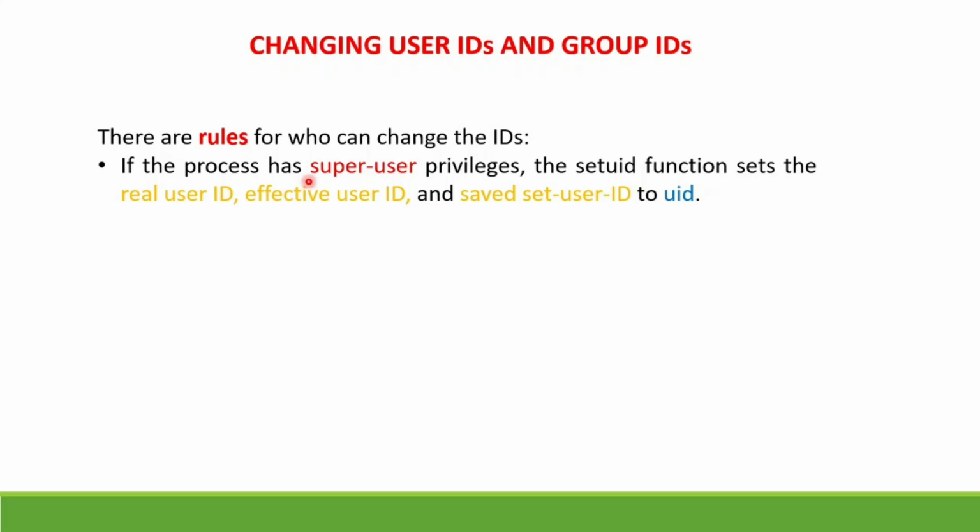So if the process has superuser privileges, then the setuid function sets the real user ID, effective user ID, and saved set user ID to UID. Only if the process has superuser privileges does the setuid function set all these three IDs to UID. That is real user ID, effective user ID, and saved set user ID to UID. And the same is applicable with group IDs.